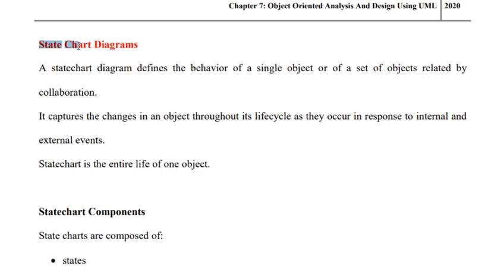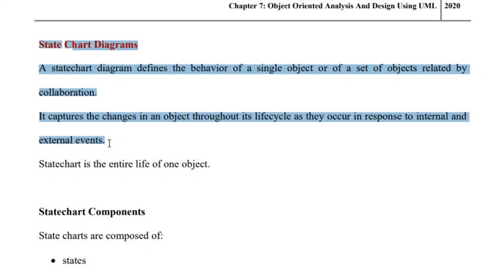So in today's class, we're going to discuss state chart diagram. Now, state chart diagram is a diagram that tries to define the behavior of a single object or a set of objects that are related by collaboration. It is capable of representing all possible states that the object may attain during its lifetime as a consequence of internal or external events.